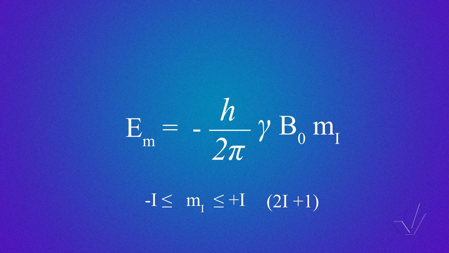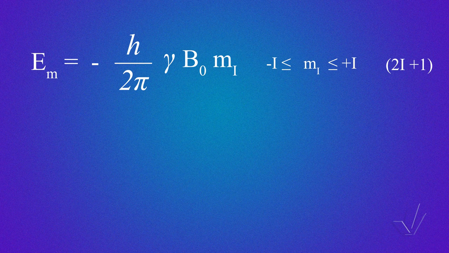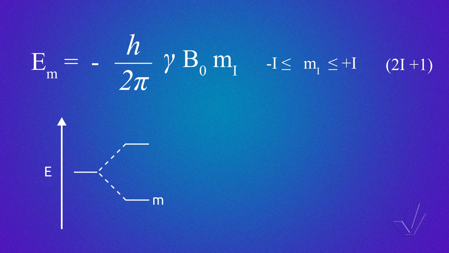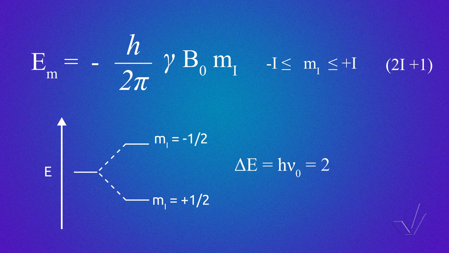For proton and carbon-13 atoms that have a spin quantum number equal to 1/2, there are 2 quantum numbers, plus 1/2 and minus 1/2, representing 2 possible orientations of the spin in the presence of a magnetic field, parallel or antiparallel to the external field. The energy of the transition between these two states is directly proportional to the frequency nu, to the nucleus magnetic moment mu, and to the external magnetic field B0.